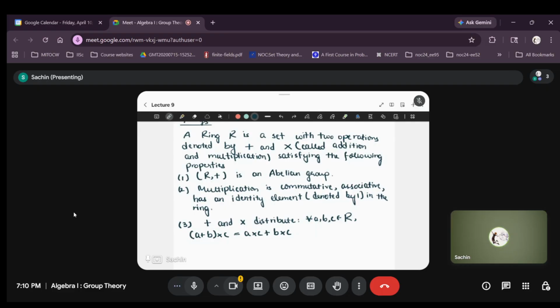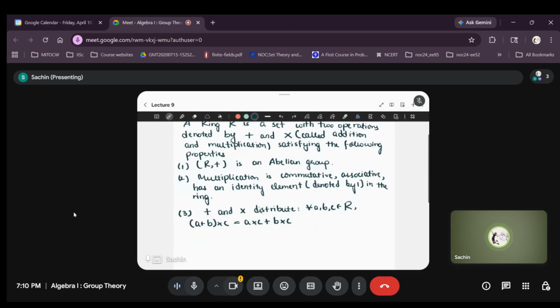Distributive, yes. If you have not defined multiplication to be commutative, you have to define distributivity from the left and from the right. So earlier I had written C into (A plus B) must also be equal to C into A plus C into B. You'll have to write that also.